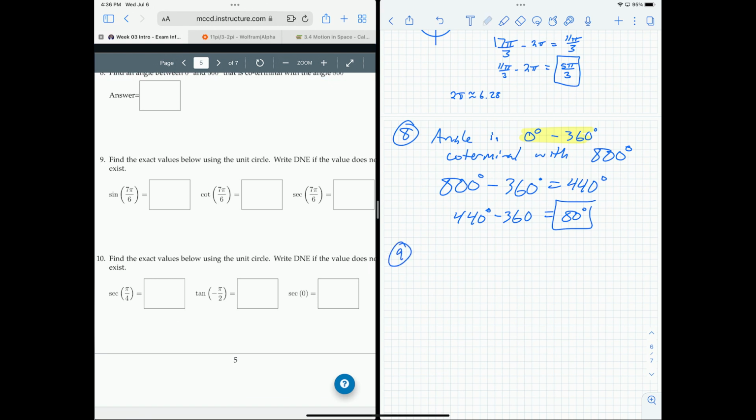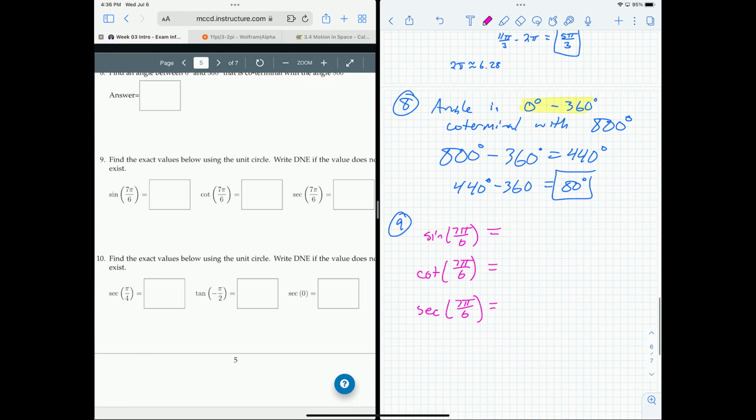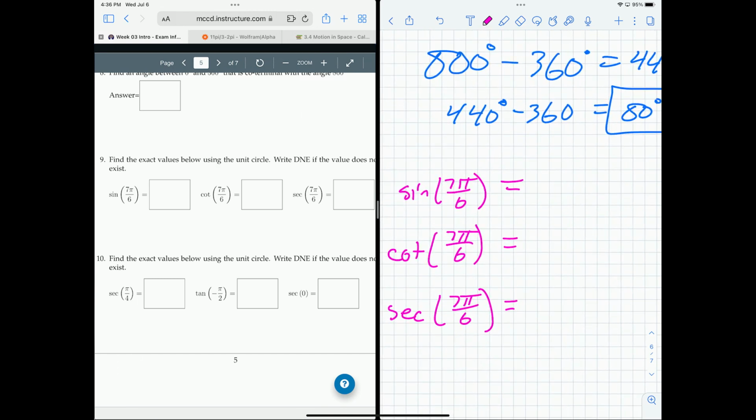For number 9, we've got sine of 7 pi over 6, cotangent of 7 pi over 6, and secant of 7 pi over 6. And you use the unit circle, with what you know about the formulas. Remember that on the unit circle, the sine is the y value, the cotangent is x over y, and the secant is 1 over x. Now, those aren't the answers, those are the formulas.